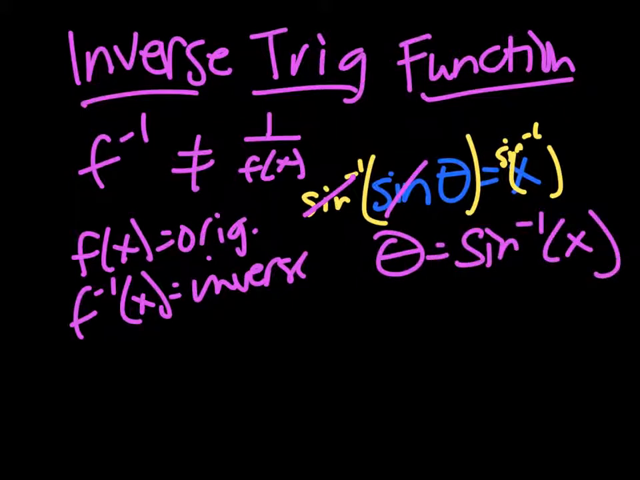So when you find an inverse, it means instead of me giving you an angle and a side and you finding a missing side, I'm giving you two sides and you're going backwards to find the missing angle.